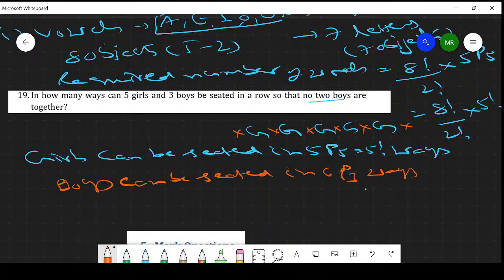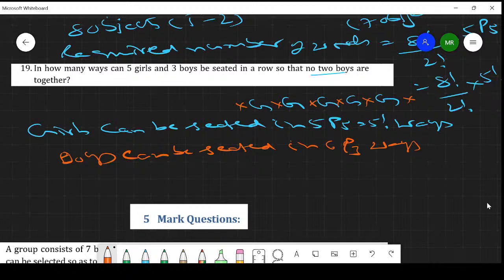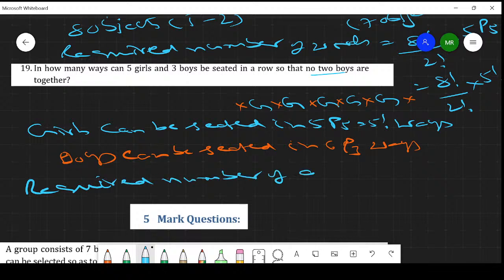Therefore, the required number of arrangements is equal to, the final answer for this. Arrangements of the girls is 5 factorial, into 6P3.